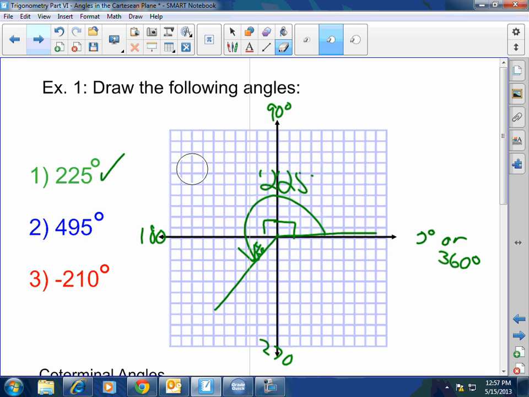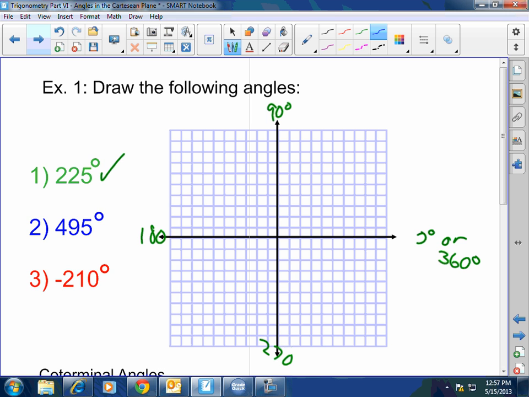All right. Let's go to blue, and let's do 495. So that's my initial side. I got one full circle is 360, right? So 360 plus 90 is 450.